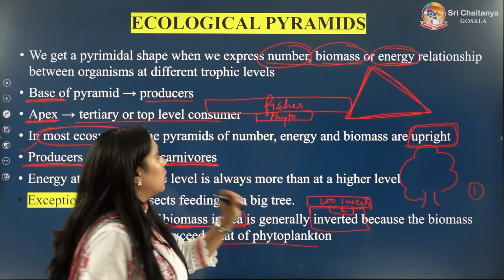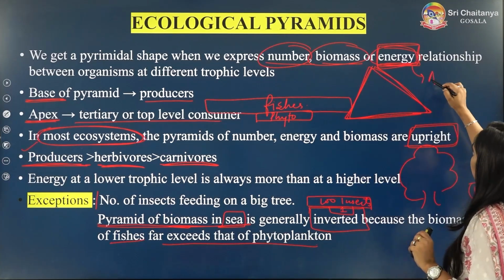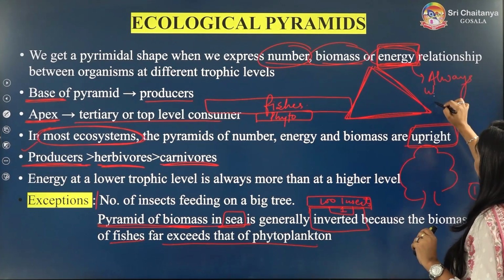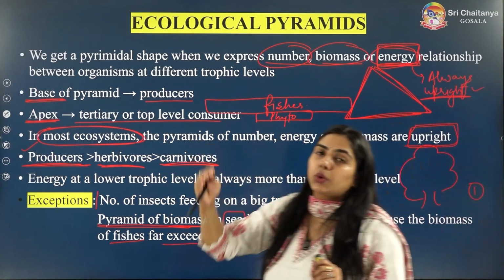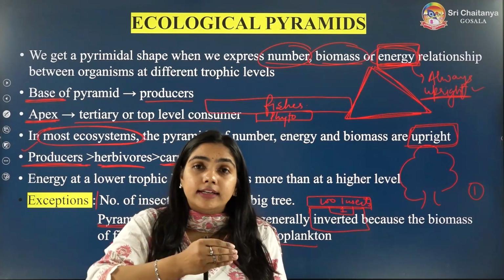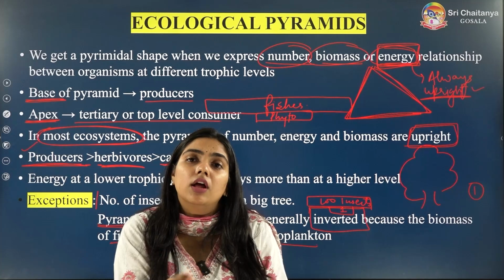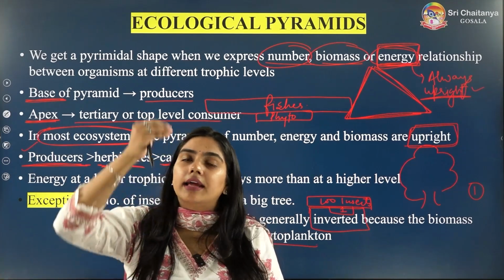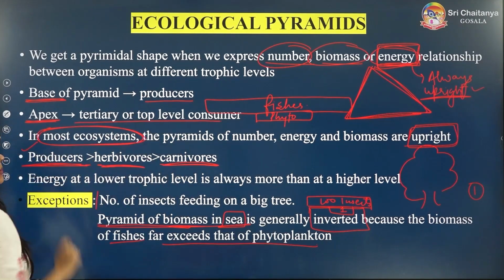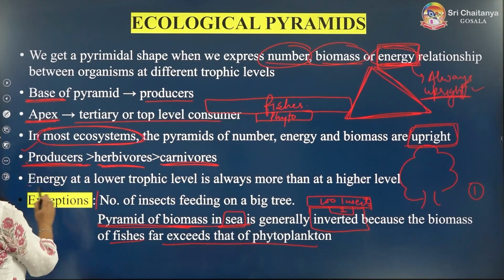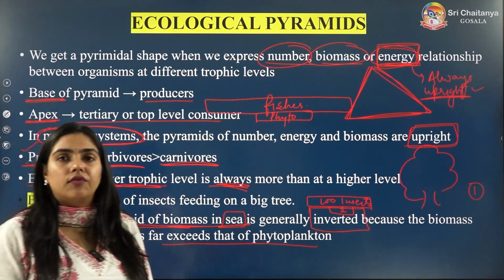If we talk about only the pyramid of energy, it is always upright. Because, as we have already understood, the flow of energy is unidirectional and only 10% energy goes to the higher trophic level. So at a lower trophic level, the energy will always be high, and a higher trophic level has less energy. That is the reason for the always upright pyramid of energy.